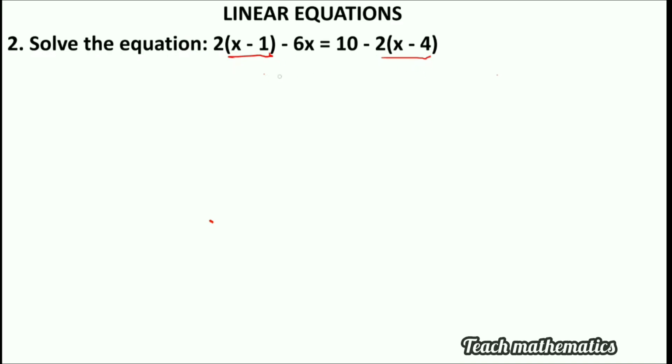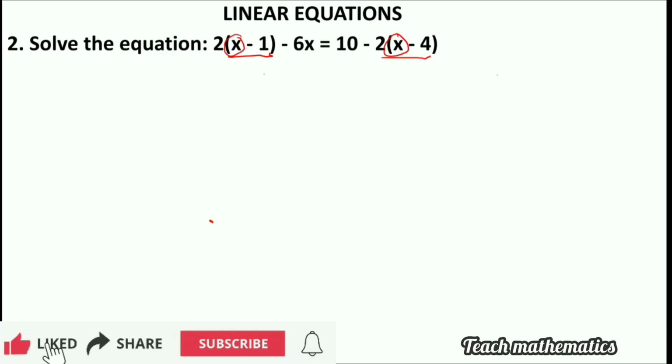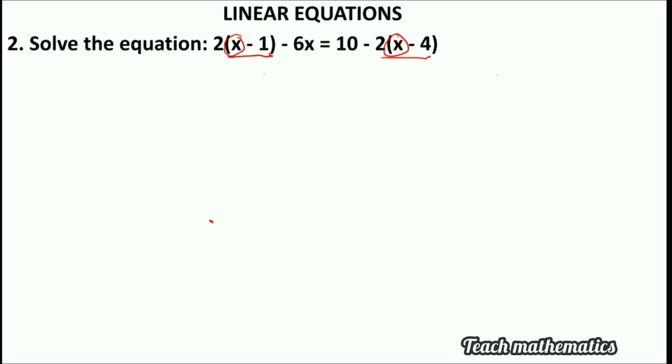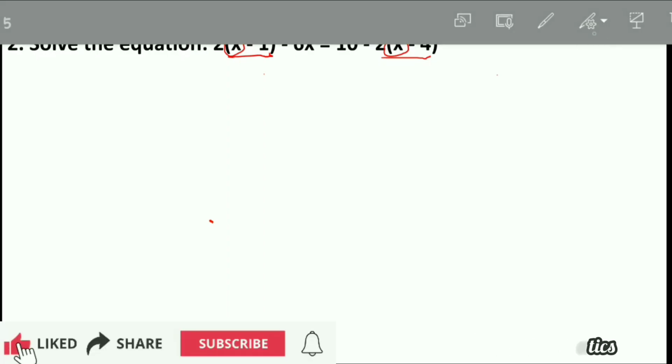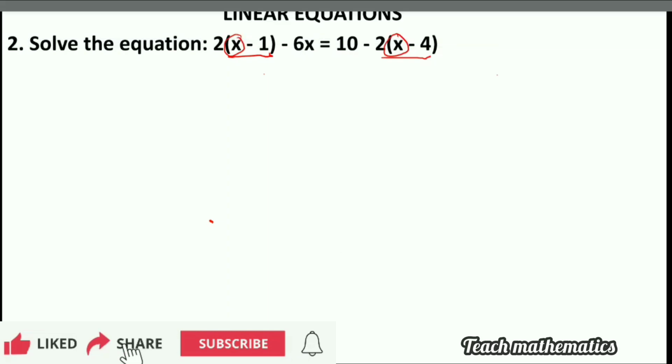And so the first thing to do here is to open up the bracket. We have x in the bracket. We need to open up the bracket such that x will be free for easy movement and easy manipulation. We can easily move one term from one side to another side. And so the first thing to do is to open up the bracket.